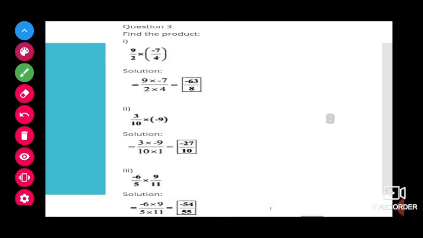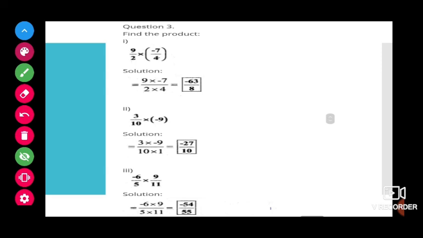Next one, find the product, which is very easy, children. Multiply the numerators, multiply the denominators, write in the numerator place, write in the denominator place. That's it. First, 9 by 2 into minus 7 by 4. Here minus is there overall, so we get minus for the result. Multiply the numerators, 9 into 7, and the denominators, 2 into 4. Is there any cancellation? Nothing. So 9 7s are 63 by 2 4s are 8.